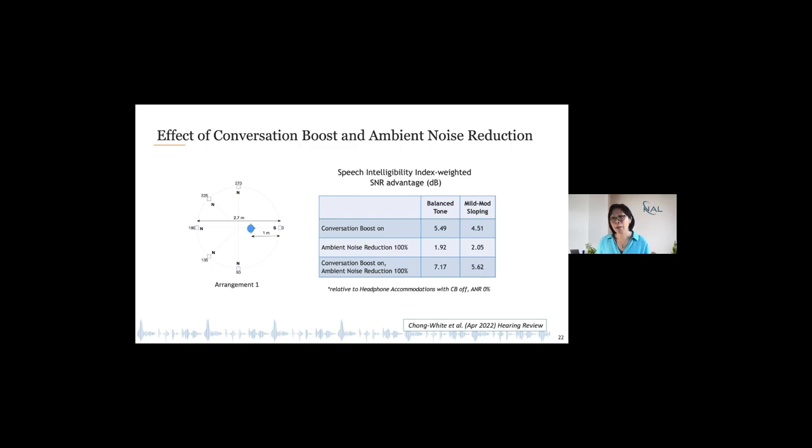So for this arrangement, with noise coming from five speakers located to the side and the rear, there was about a 4.5 to 5.5 dB advantage due to conversation boost beamforming. And this correlates to the directionality in hearing aids, which increases speech intelligibility. There was also around about a 2 dB advantage due to ambient noise reduction, and noise reduction generally improves listening comfort. So we saw there were slight differences between hearing loss profiles. Generally, milder hearing losses with less amplification showed less SNR advantage due to conversation boost.